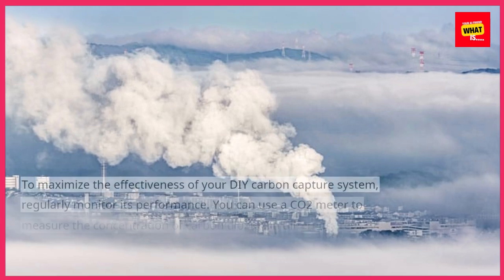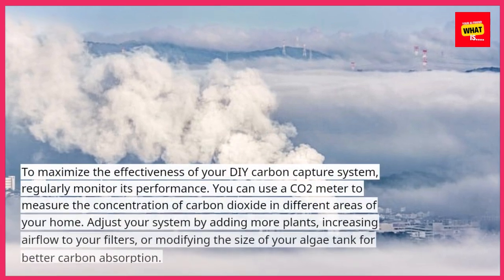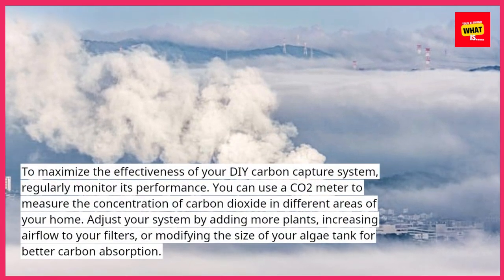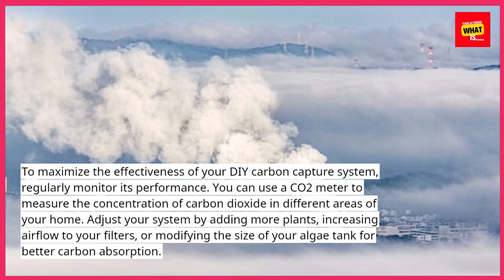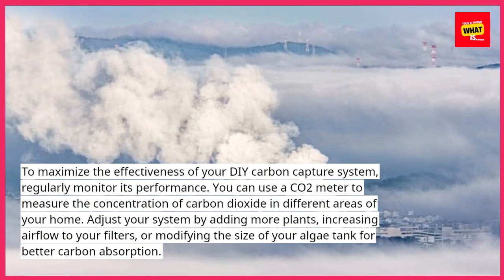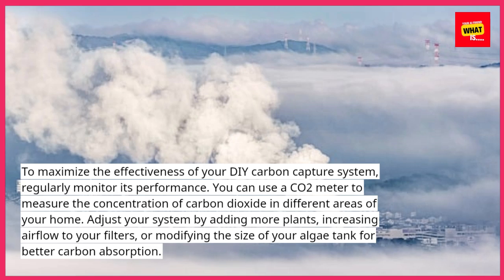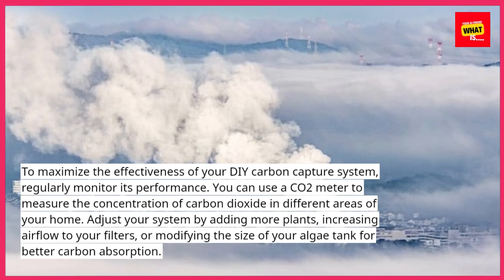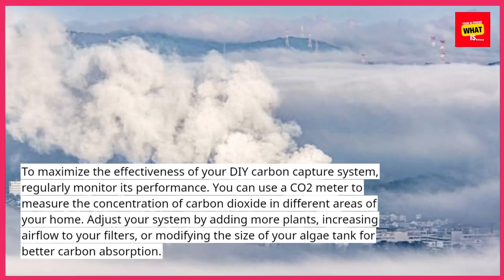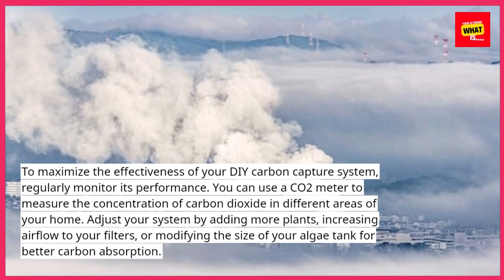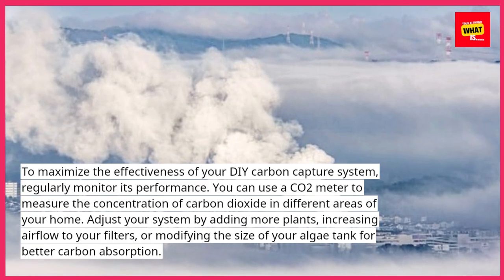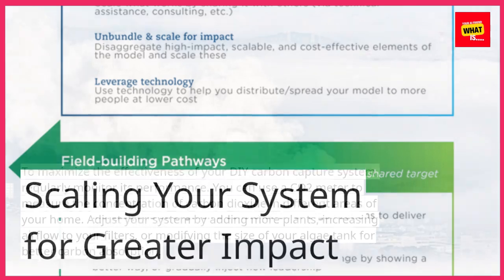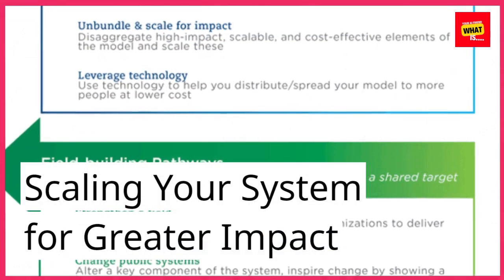Monitoring and adjusting your system's efficiency. To maximize the effectiveness of your DIY carbon capture system, regularly monitor its performance. You can use a CO2 meter to measure the concentration of carbon dioxide in different areas of your home. Adjust your system by adding more plants, increasing airflow to your filters, or modifying the size of your algae tank for better carbon absorption.